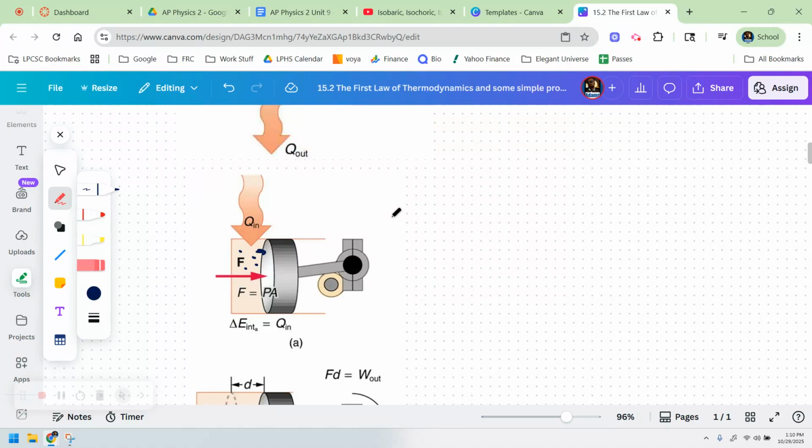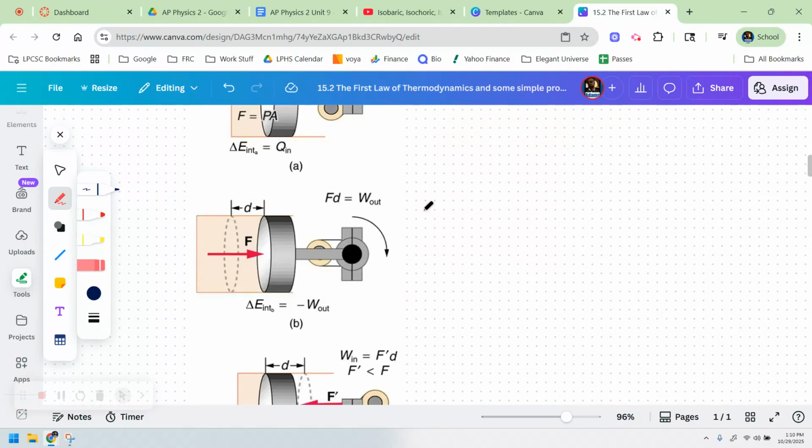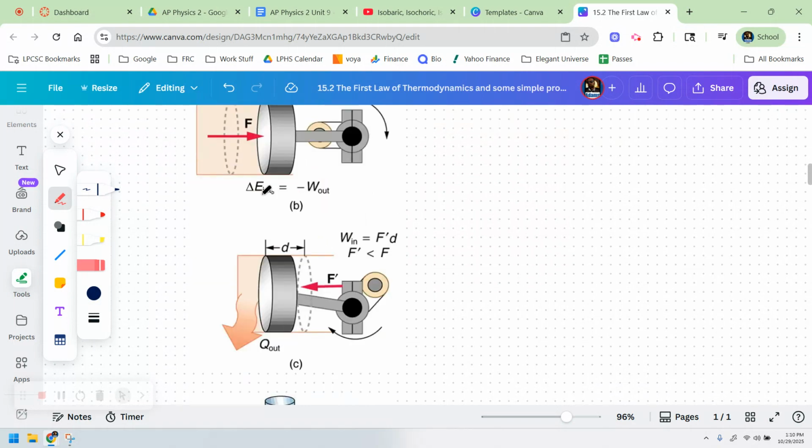Well, how far does it move out? Well, it moves out the distance d, right? And then at some point, as the energy leaves, these molecules will cool off, kind of creates like a vacuum as the heat leaves, and then it goes back to the original position it was in before you added the heat.